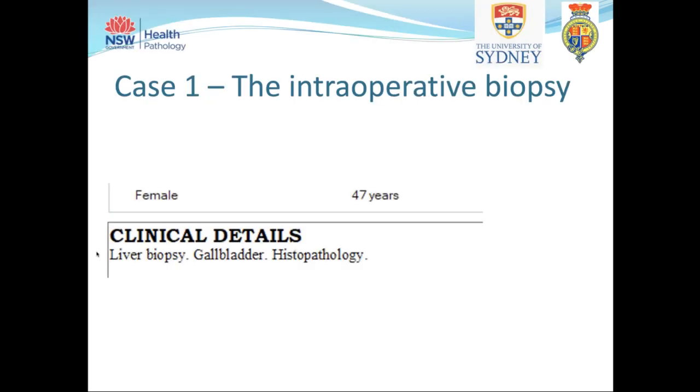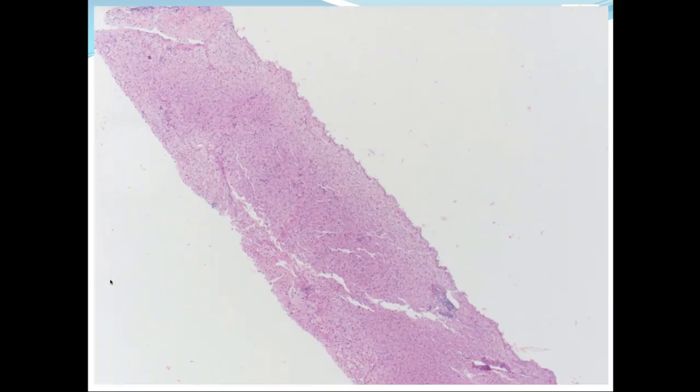So this first case, this is quite a typical clinical history, or perhaps you might say it's not even a clinical history so much as a statement of sight that we're given for these cases. So we're told it's a liver biopsy from a 47-year-old woman, nothing else. At low power, the liver has a relatively preserved architecture with just a little bit of portal tract inflammation visible.